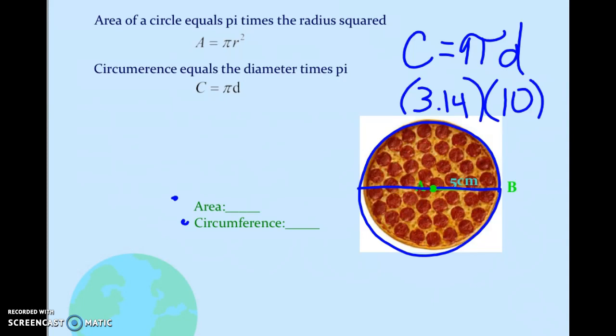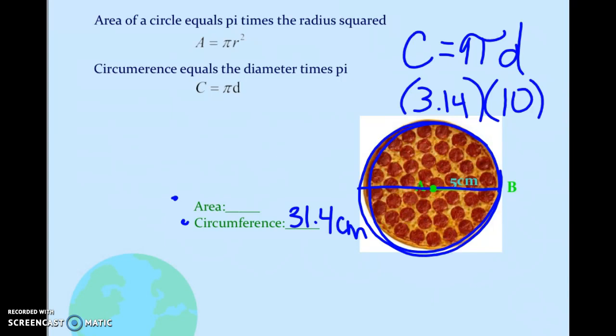Pause the video if you need to. You should get 31.4 centimeters. Remember, it's not centimeters squared because we actually are just doing the distance around the circle, kind of like your measuring tape that we used the other day.